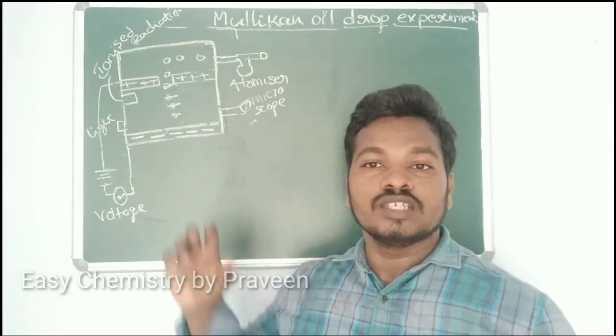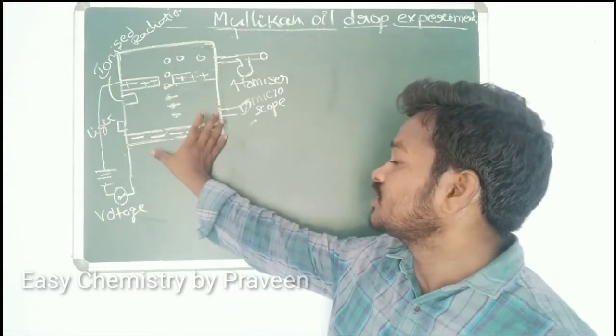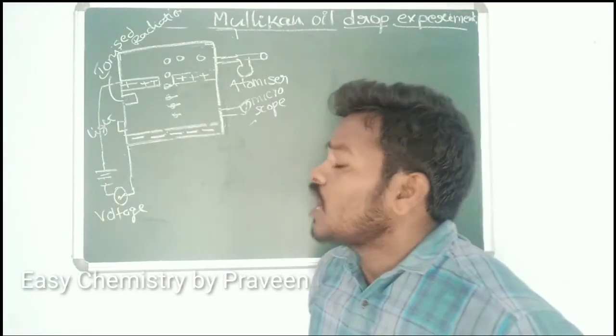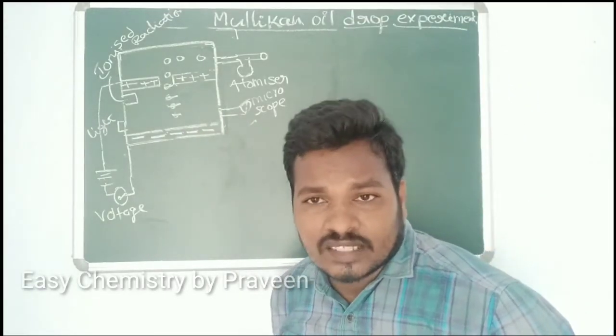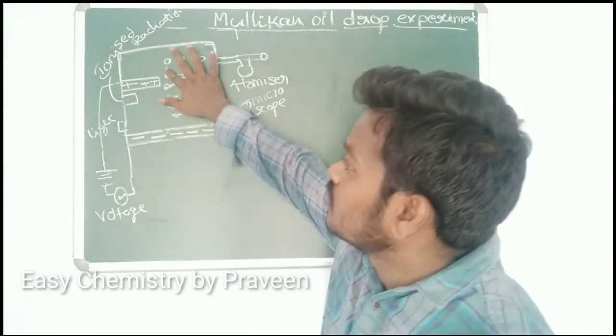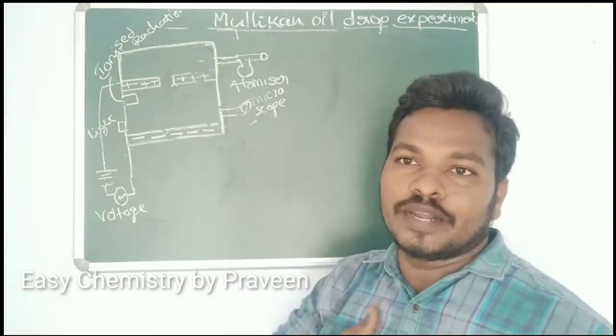When you look inside the chamber of the Millikan oil drop experiment, it looks like this. It has two metal plates. One metal plate is a perforated metal plate, which means a small hole will be there. That is called a perforated metal plate.